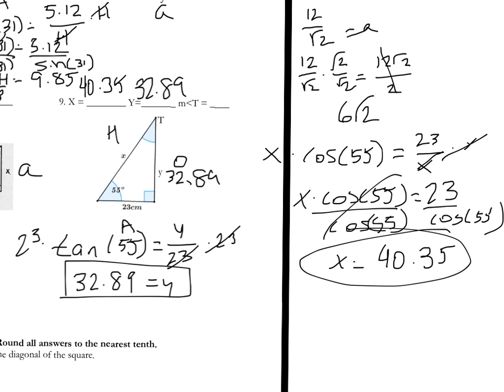40.35. And the last thing is the measure of angle t. Well, this one's the easiest, that's why I saved it for last. If this angle right here is 55 degrees, we know they have to add up to 90 because we also have the 90-degree angle. So 90 minus 55 is 35 degrees, and that's your last angle there.